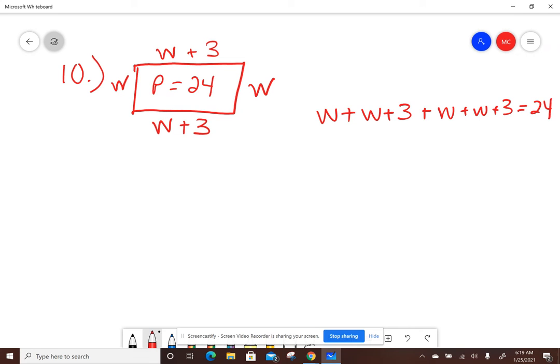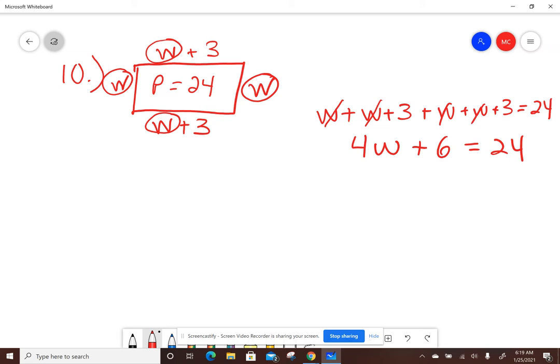Or what I prefer to do is I just look at my picture. I have W plus W plus W plus W. That's 4W. Plus 3 is 6 equals 24. Now, if I added this together now, that's 4W plus 6. So I'm doing the same thing. I just prefer to add it on the picture.